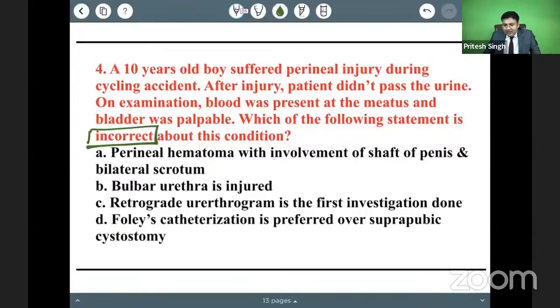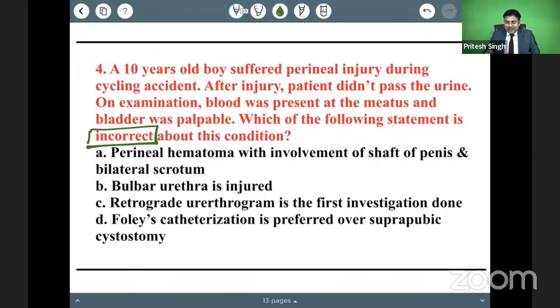Everybody is correct, everybody says D, just because of the beautiful discussion of Dr.